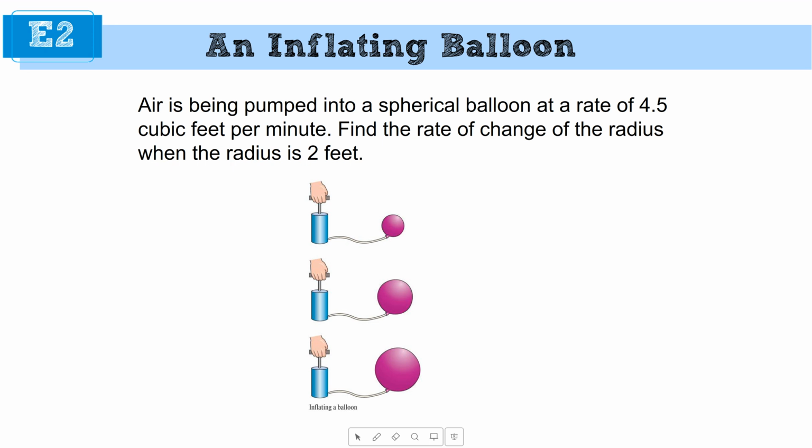Christian, what do you want to use for variables here? J and C. Okay, J represents the change of the radius. How about just the radius? Okay, and what was the other one, C? C stands for the air that's being pumped in, also known as volume. Okay, so you want to use C for volume and J for radius. Sure.